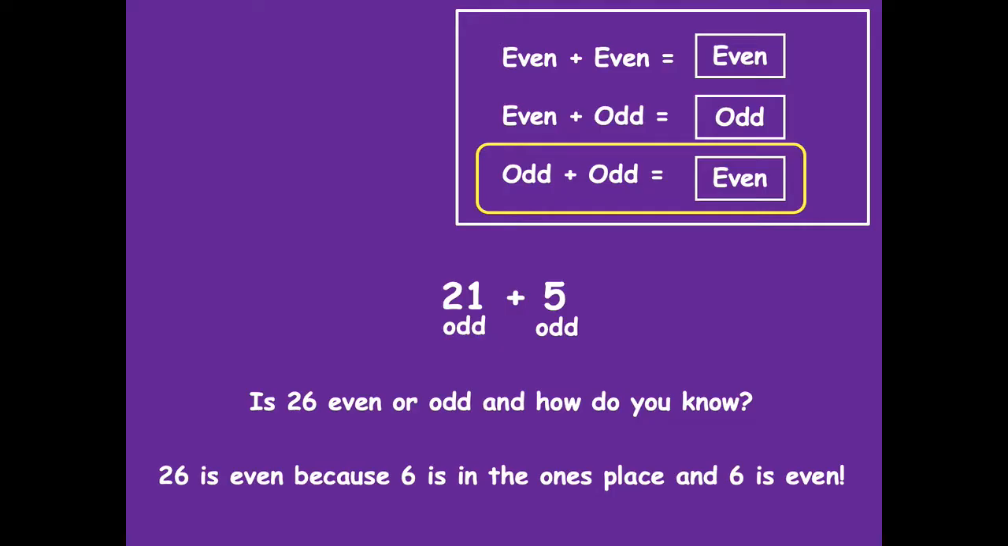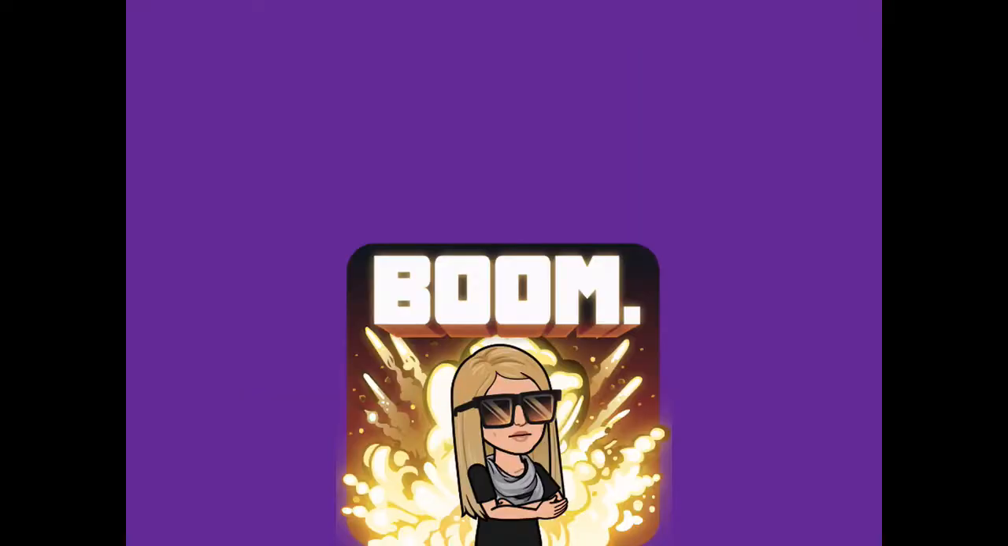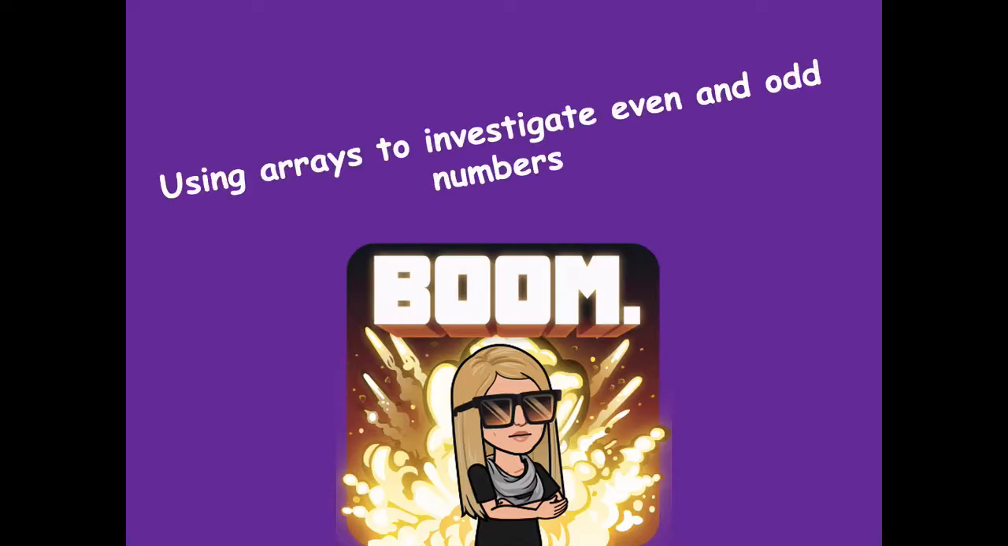So friends, keep that in mind today when you're working on your problem set and even in future lessons. Those new rules that we just learned: even plus even equals an even number, even plus odd equals an odd number, and odd plus odd equals an even number. Okay? All right, so boom. You guys did an awesome job using arrays to investigate those even and odd numbers, and you learned some new rules today. So that's super cool, and that will help you with identifying even and odd numbers.